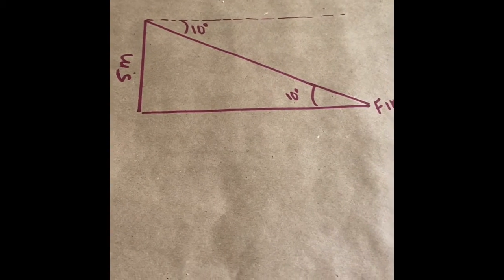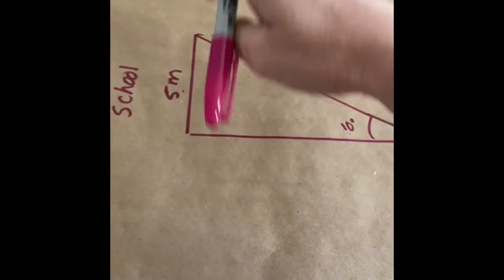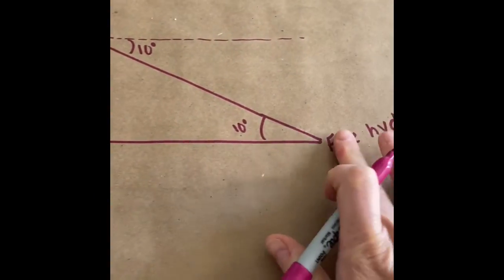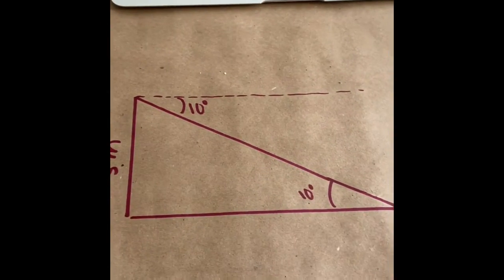So we're going to answer this question together. So here's the school. The top of the window is 5 meters high. The fire hydrant's over here. This angle here is 10 degrees.